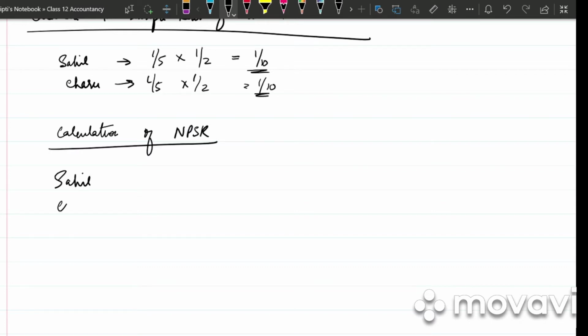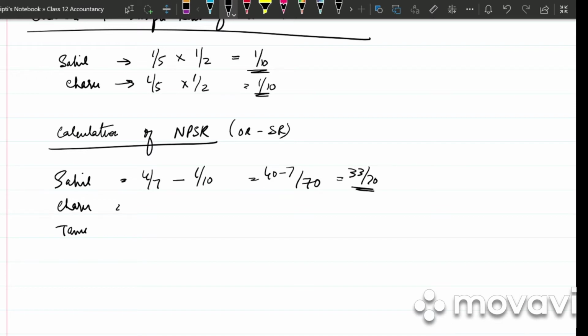We have Sahil, Charu, Tanu. What is the formula? Old ratio minus sacrifice ratio. So Sahil's old ratio is 4/7. And what is the sacrifice ratio? It is 1/10. So what is the LCM? 70. 40 minus 7, we get 33/70. Then we have Charu, 3/7 minus 1/10. LCM is 70. 30 minus 7, 23/70.